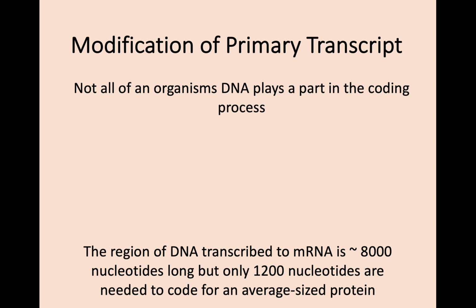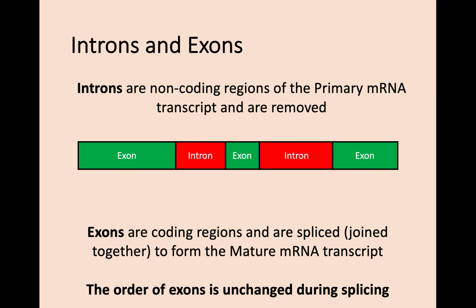So first off, this primary transcript of mRNA could be absolutely huge, but not all of the genetic information in an organism is used in the coding process. So for example, you could transcribe an area of DNA to mRNA around 8,000 nucleotides long, but only 1,200 of those nucleotides are actually going to code for a protein. So we end up with something called introns and exons. That primary mRNA transcript is made up of these different areas, where introns are areas that do not code for anything, whereas exons are areas that do code.